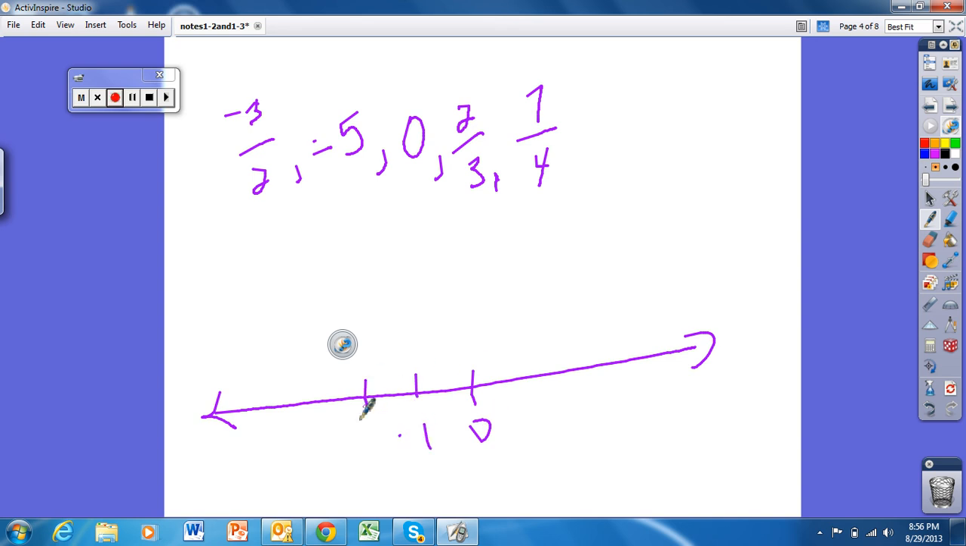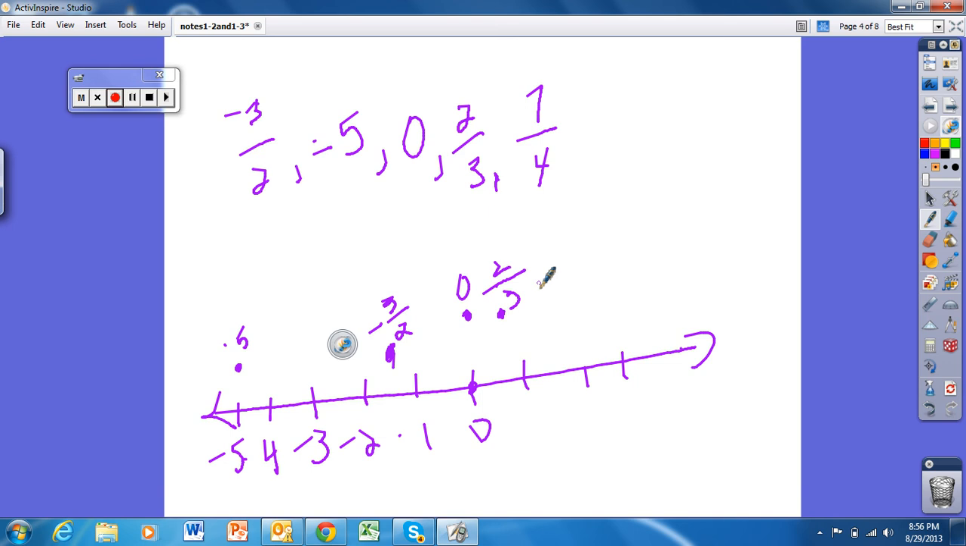Well, negative 5 is going to go right here. So you would put a dot right here and say negative 5. Negative 3 halves is really negative 1.5, so that's going to go right about here. 0, obviously. 2/3 is almost to 1, but not quite. And 7/4 is almost to 2, but not quite. So that will go right here.